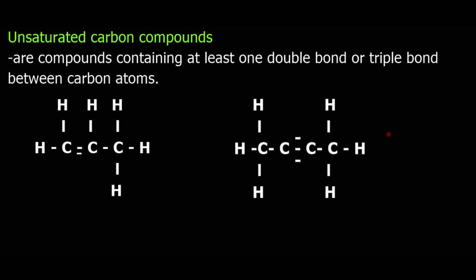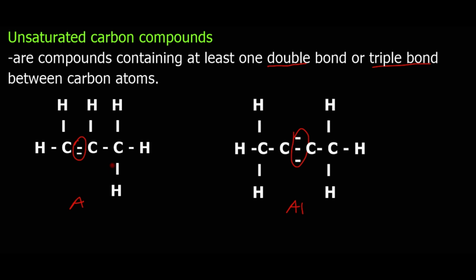And then the unsaturated carbon compounds are the organic compounds that we know have the double bond or the triple bond. This one has the double bond, and then this one has a triple bond. This one is an alkene and this one is an alkyne, because with an alkene we know there is a double bond, and with an alkyne we know there is a triple bond.